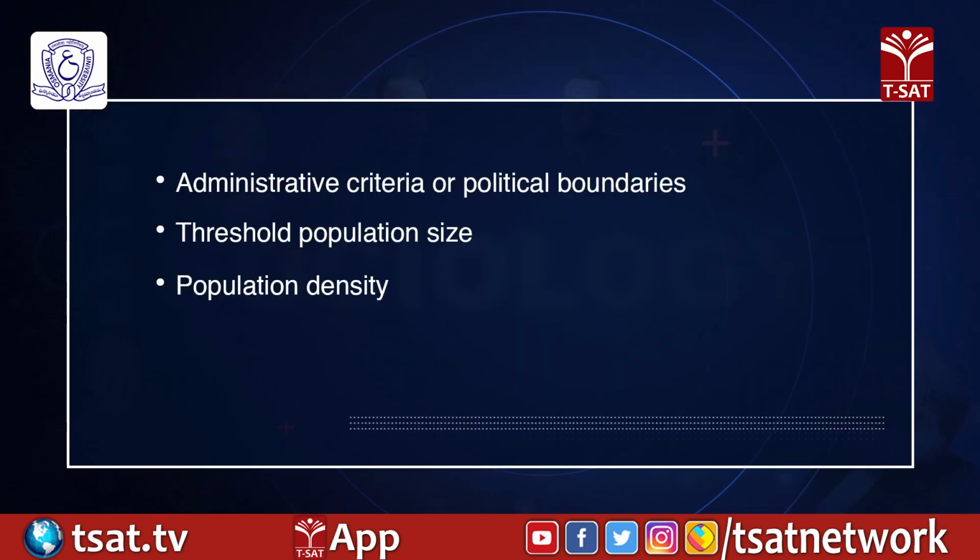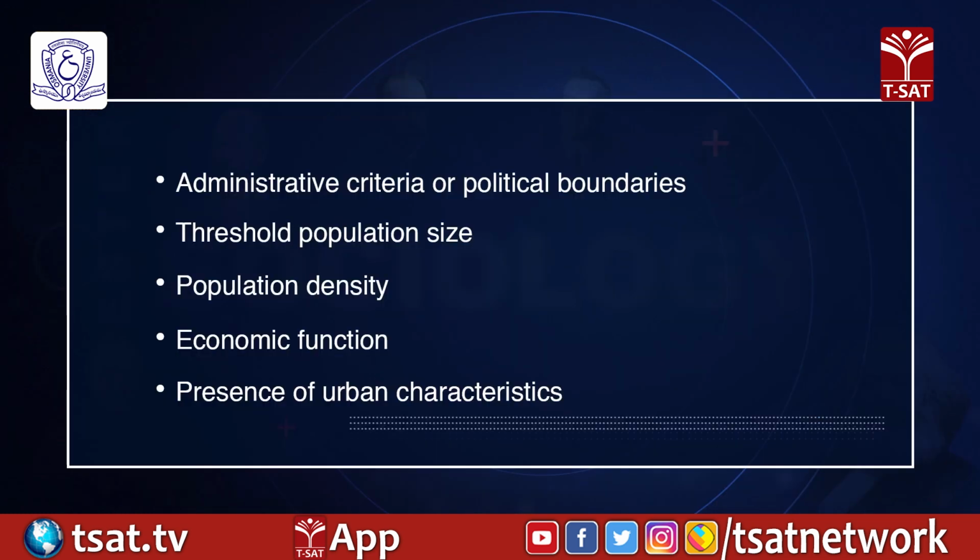Population density. Another criteria is economic function, where a significant majority of the population is not primarily engaged in agriculture or where there is surplus employment. Presence of urban characteristics, that is paved streets, electric lighting, sewerage, etc.